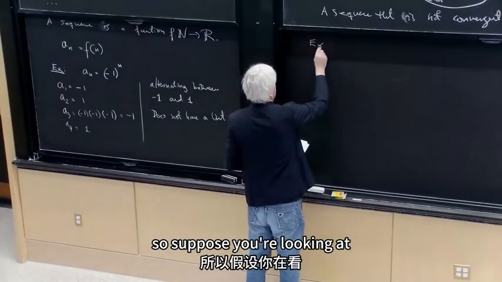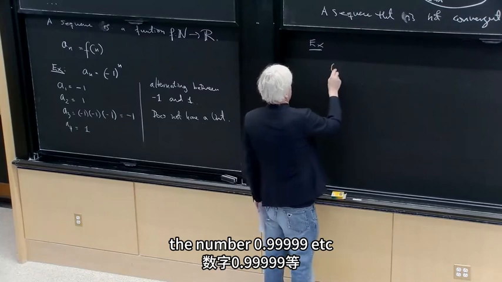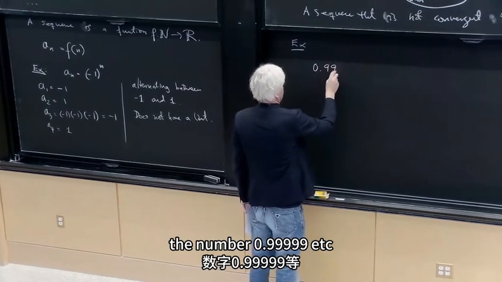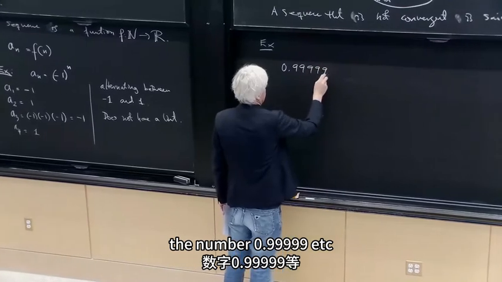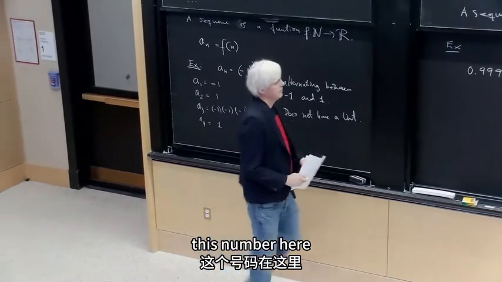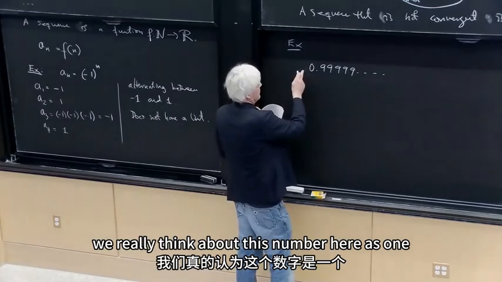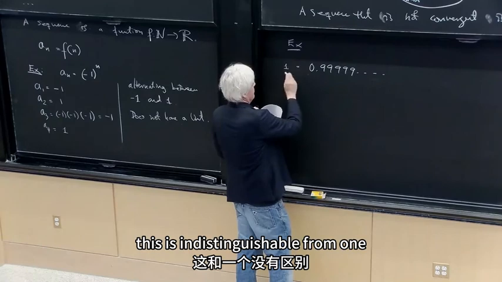So suppose you're looking at the number 0.99999, etc. Right? This number here, we really think about this number as 1. This is indistinguishable from 1. Right?